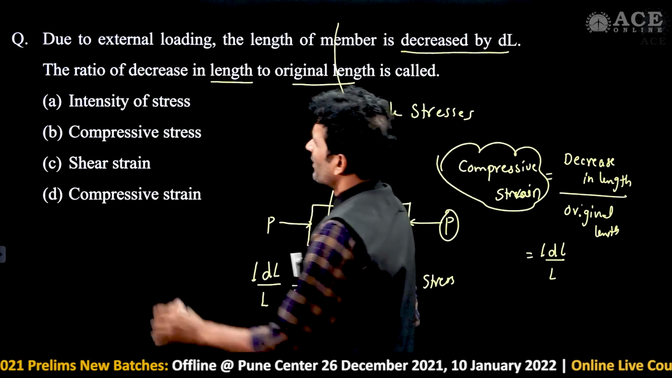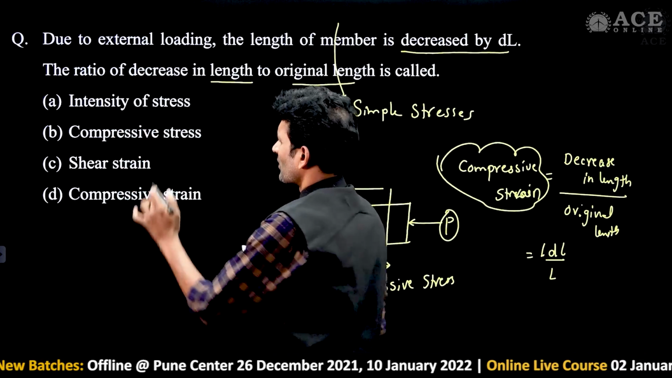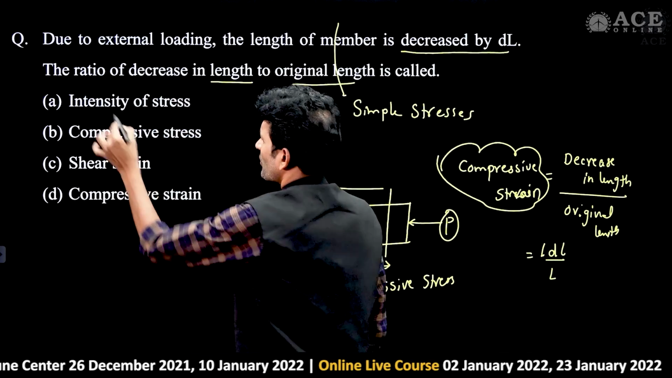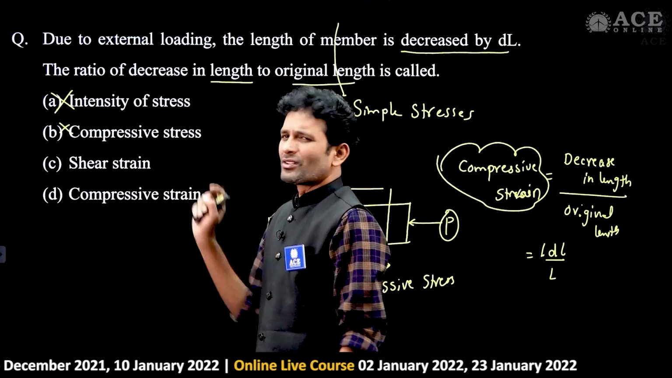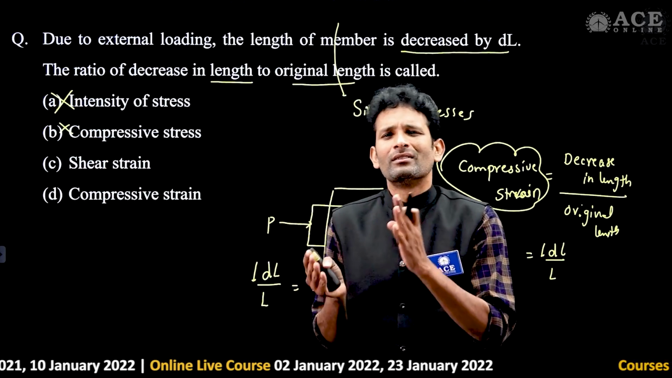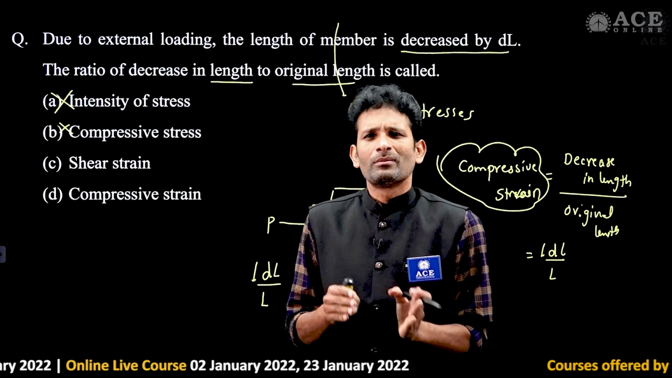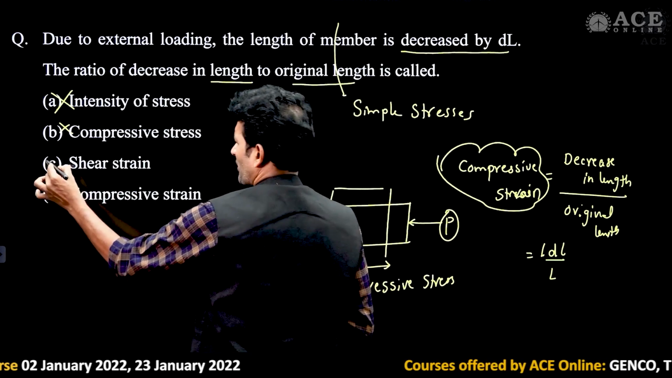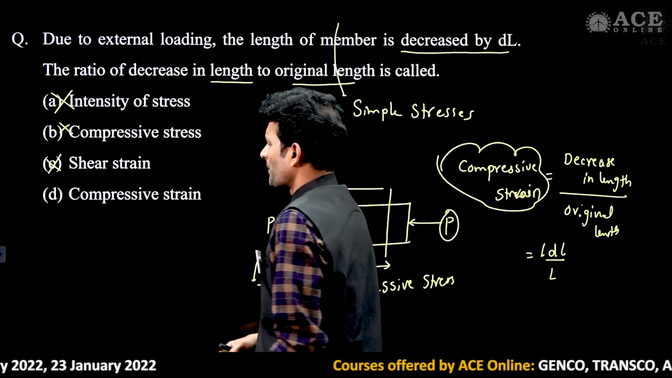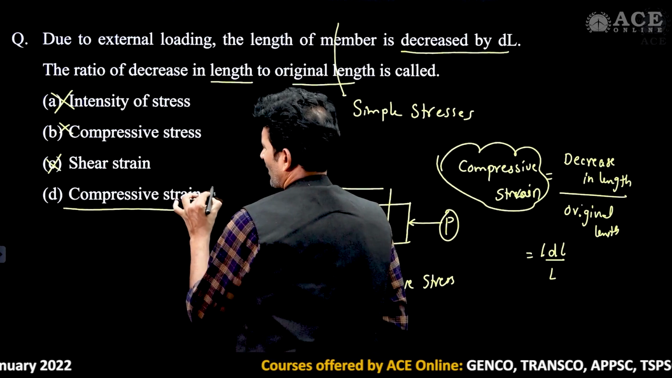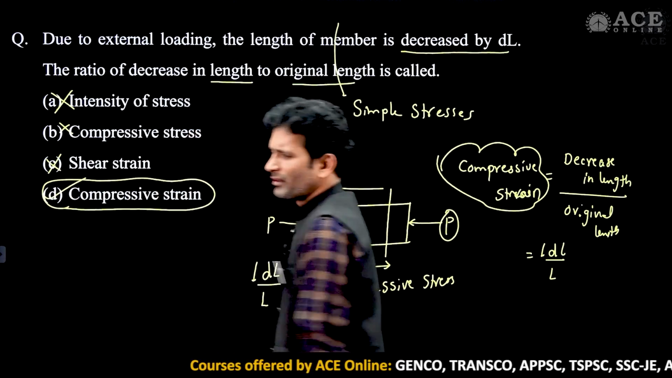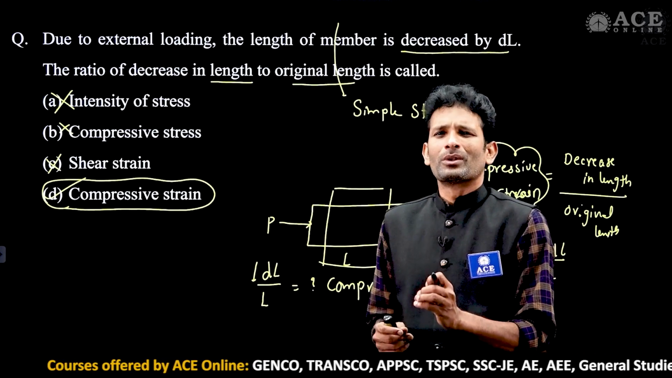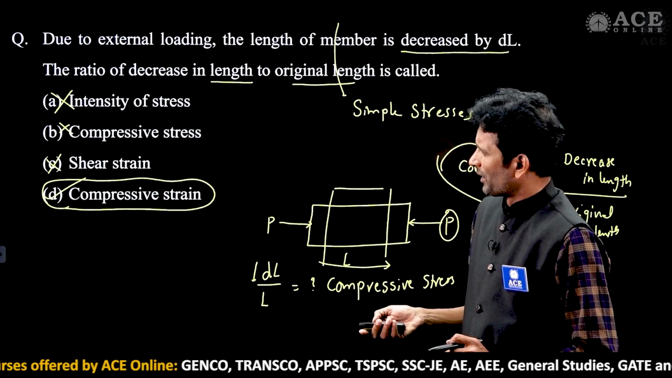See the options. The first one is the intensity of stress. The second one is the compressive stress. It is not a stress. Dimensional changes are related to strain, so these two are wrong. Shear strain: what is the definition of shear strain? That is the total angular deformation between two mutually perpendicular planes. So option C is also wrong. Now come to option D, compressive strain. The required answer is compressive strain for this question. Very easy to moderate level of difficulty.